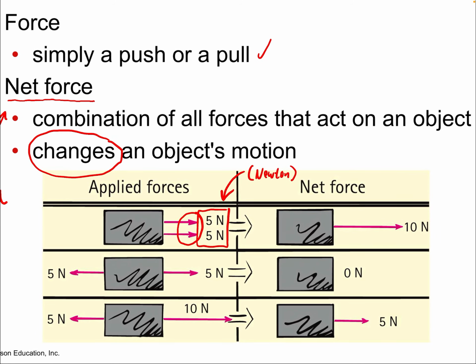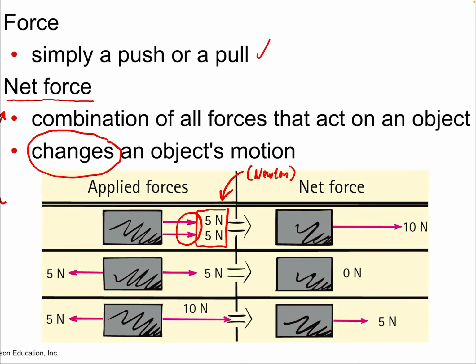Well, if both those forces are pointing in the same direction, in this case to the right, then we'd say the net force, the total summed force, is just 10 newtons. Makes sense, right? Now, what if you had two forces pulling in opposite directions? Well, in that case, you'd imagine they cancel out, right? Well, exactly. The net force is zero. And that, again, would affect motion, wouldn't it?